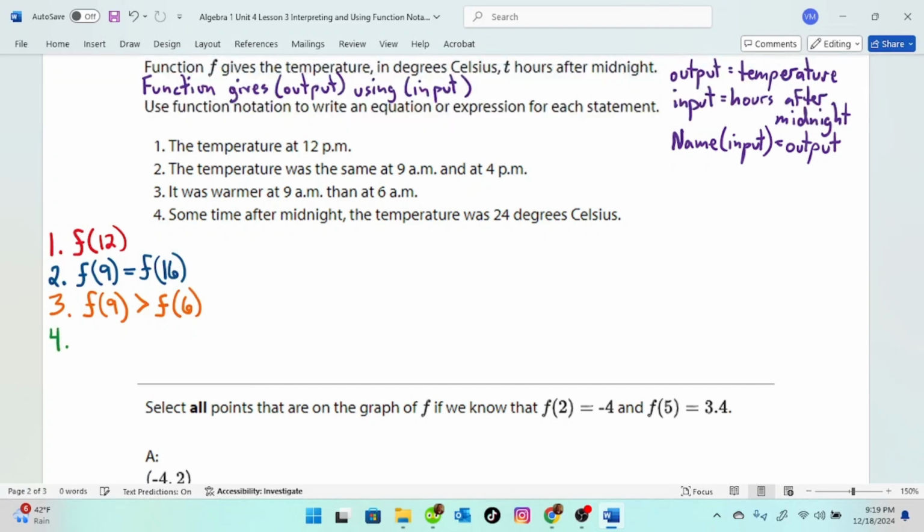And the last one, number 4, sometime, we don't know when, after midnight, the temperature was 24 degrees Celsius. So this time it's the input that we don't know. And we generally denote the input as x. So we can say the function f of x equals 24.